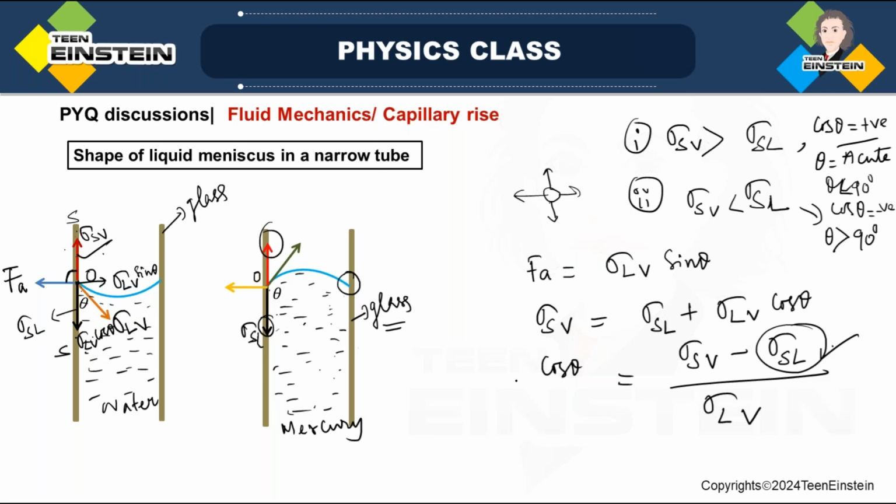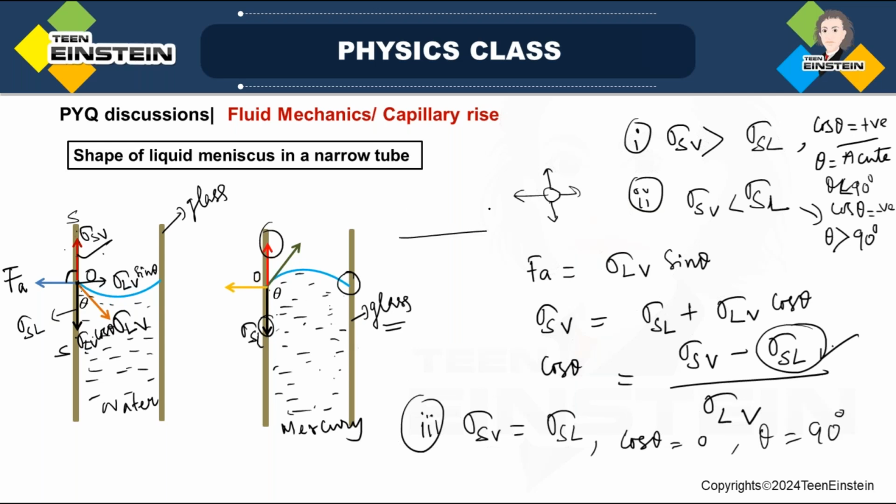And when these two are equal, I can write the third case here. Third case: when sigma SV equals sigma SL, then cos theta will be 0. That means theta is 90 degrees, and that is the case when the meniscus will be a plane surface. I hope you have understood this according to the distribution of different forces.